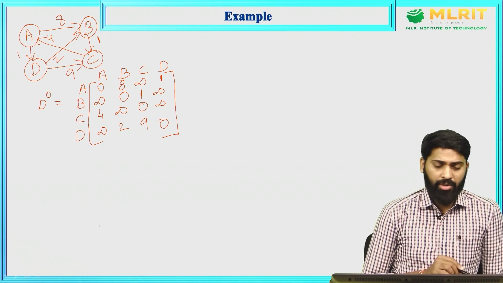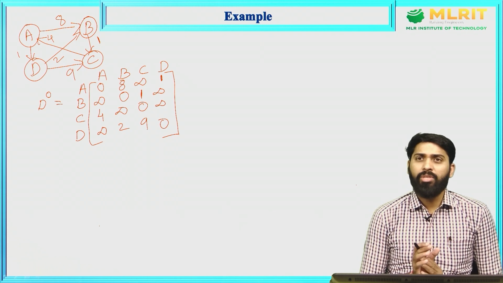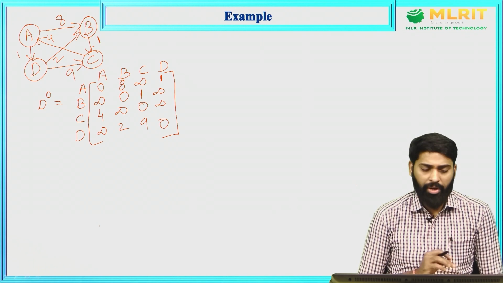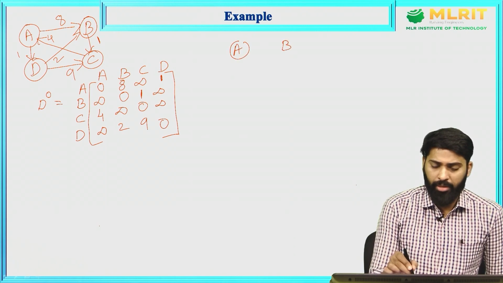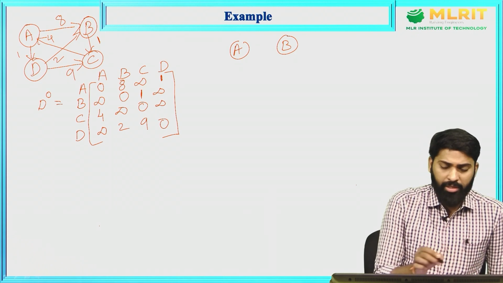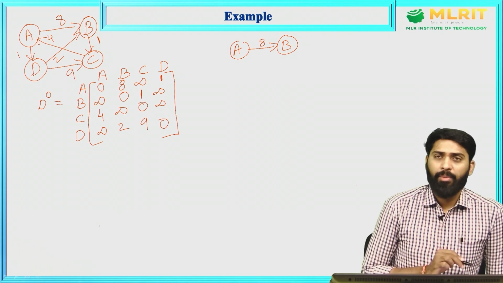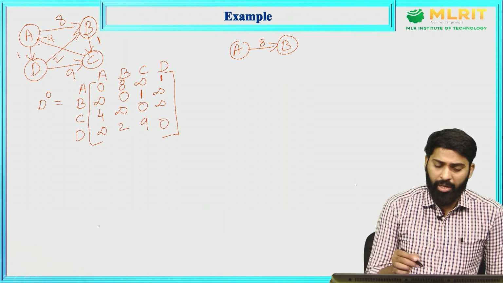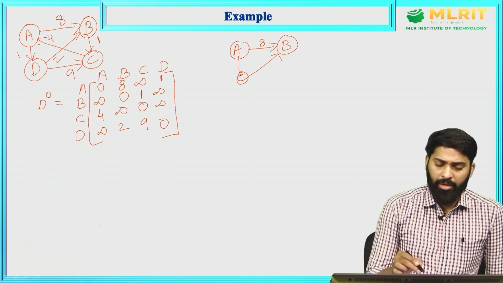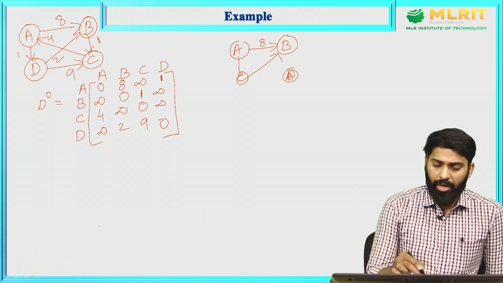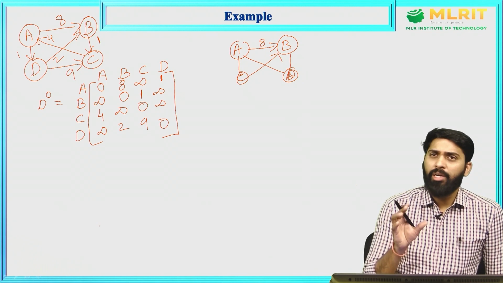Now we are going to find the distance of all these vertices using an intermediate node. For example, if I want to reach A to B, there is an edge. What is the cost here? 8. But maybe there is another path from A to C and C to B, or another path from A to D and D to B. Among these paths we are going to find the shortest path.